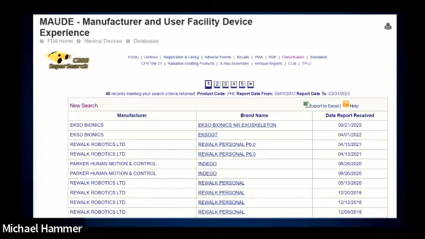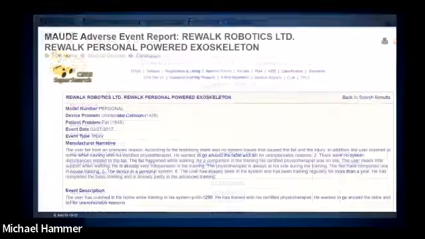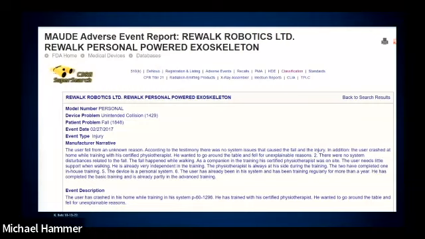And then what happens is if I were to click on one of these, it shows the information that was entered for that adverse event that occurred for that individual. So the event description goes in first. You never know what you're going to get. This one says the user has crashed in his home while training in his system.